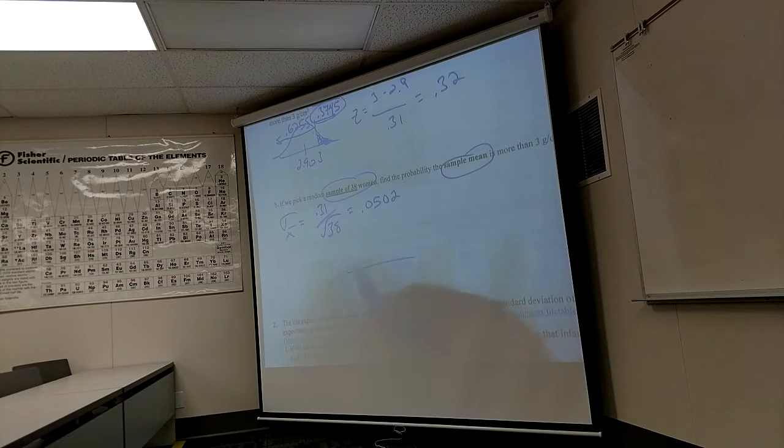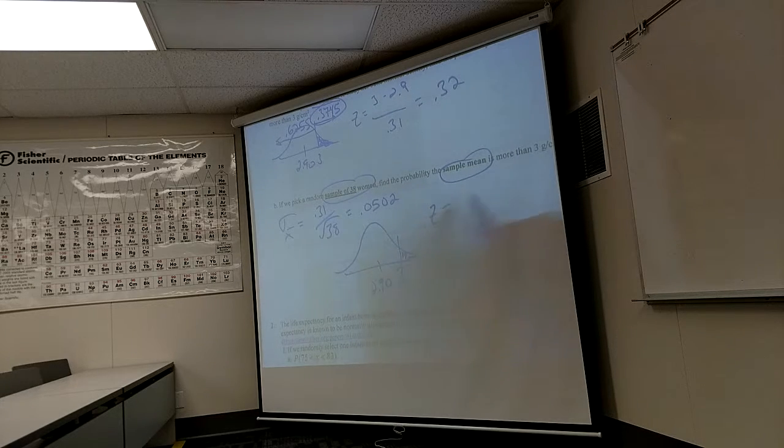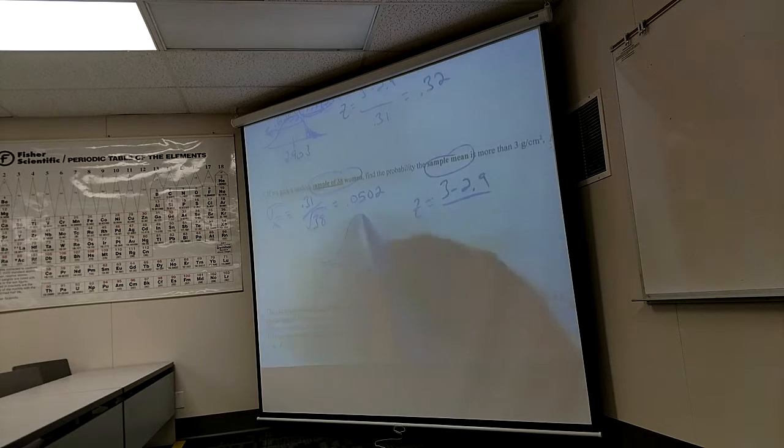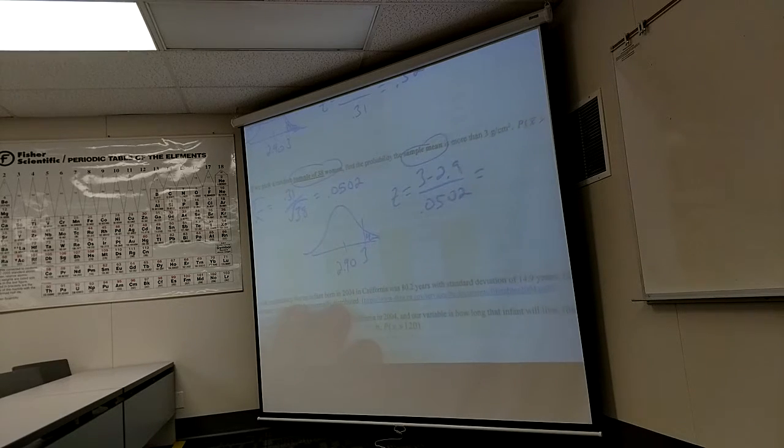So now I still draw my normal curve. I put the mean in the middle again. I put 3 over there, make a z-score, but now when I go to make a z-score, I better divide by 0.0502. Now if you divide by 0.05, you get 2. Does that change for 0.0502? 1.992.